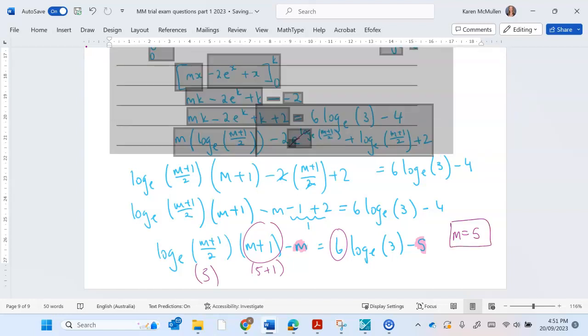What I could have also done, yeah, that's probably a pain in the butt way of doing it. I think just equating those parts of your equation is the best way to go. So m is equal to 5, so that means k is equal to log base e of (m plus 1) over 2, which was 6 over 2. So that is equal to log base e of 3. Alright, so m is equal to 5 and k is equal to log base e of 3.